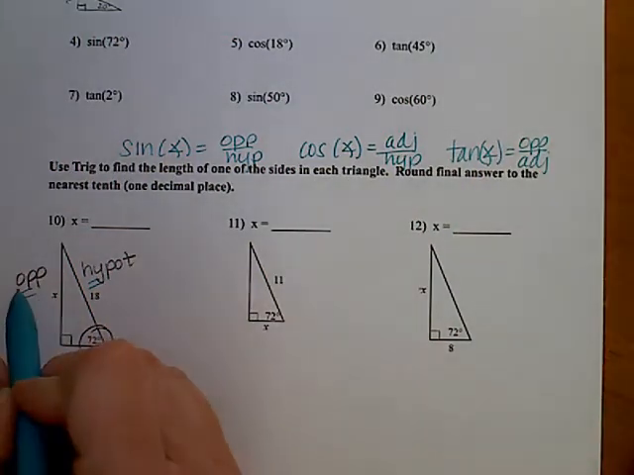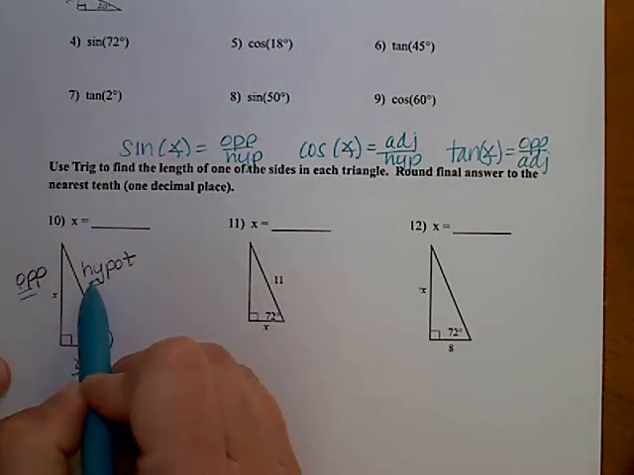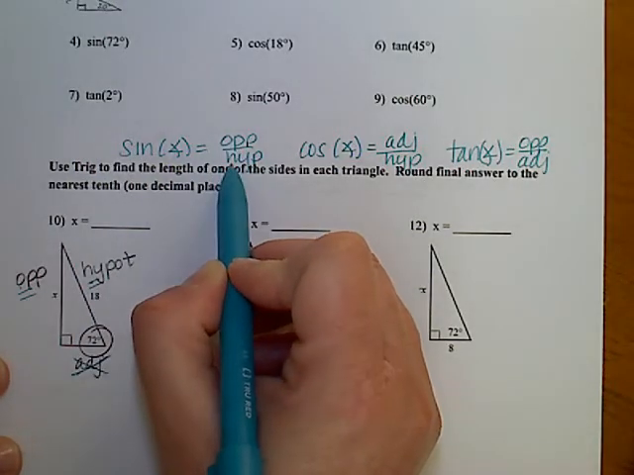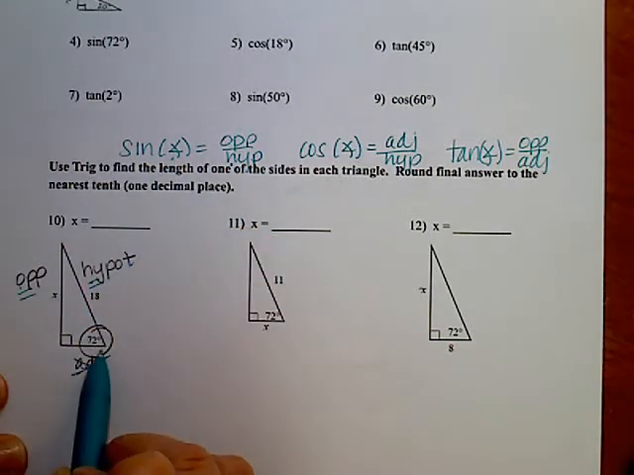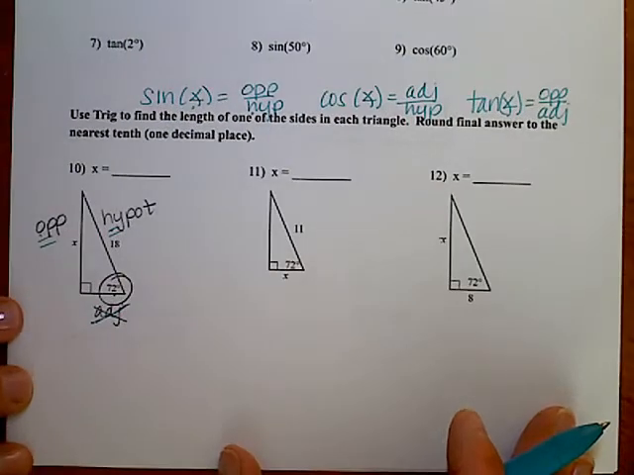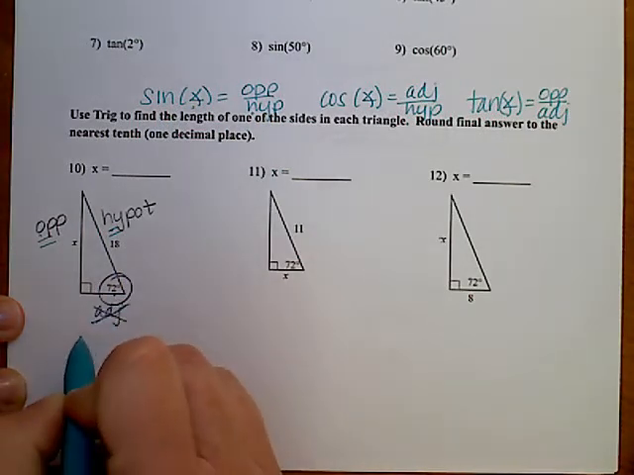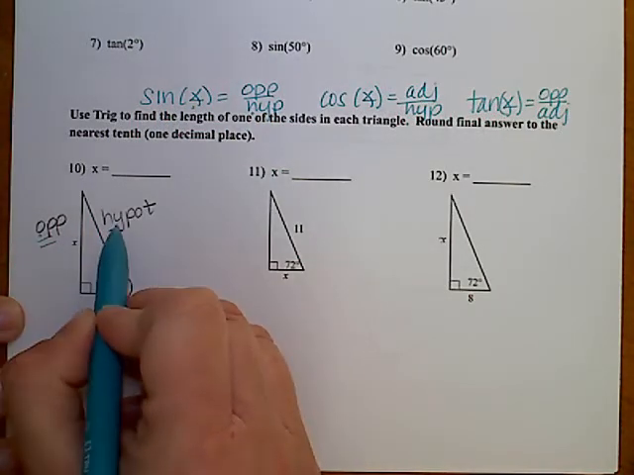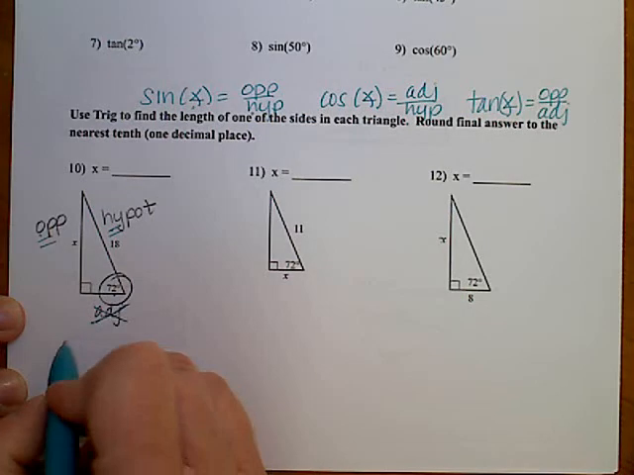What ratio compares the opposite side and the hypotenuse? Well, that's the sine ratio. Now, we're given an acute angle here at 72 degrees. So watch what happens. We're going to create an equation, and that equation is going to look like this. The opposite divided by hypotenuse ratio is the sine ratio.